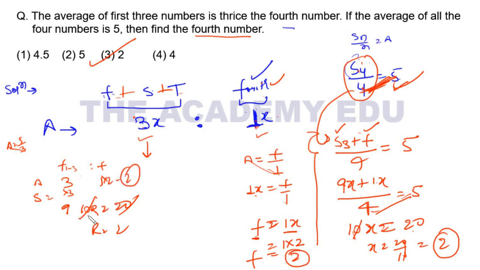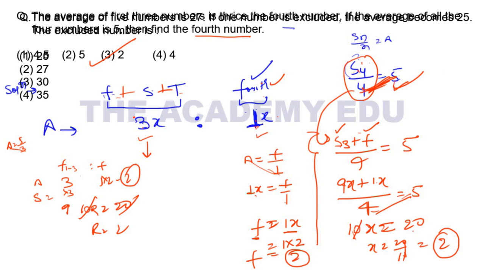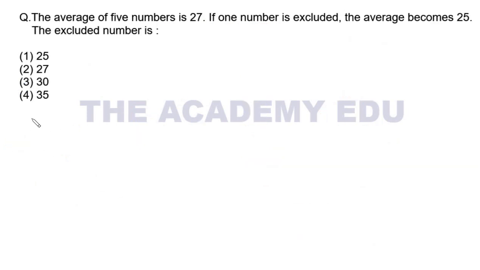That much is easy for the exam. Move to the next question. Try to solve it. Pause the video and try to find the solution. Now I'm solving it. The average of the 5 numbers is 27.